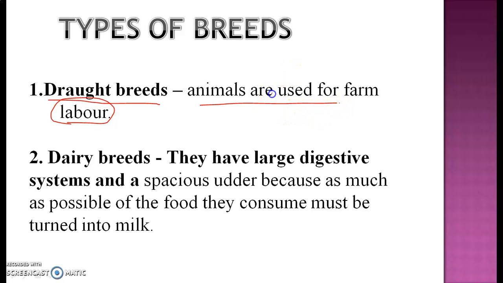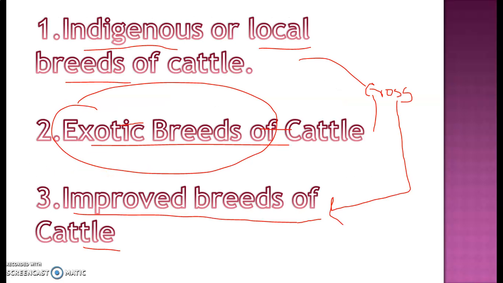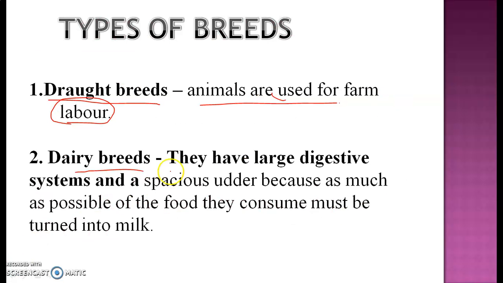Next we have dairy breeds. As the term denotes, dairy breeds have large digestive systems and a spacious abdomen, because much of the food they consume must be turned into milk. So dairy breeds are those which have a great tendency to produce milk in a great quantity.